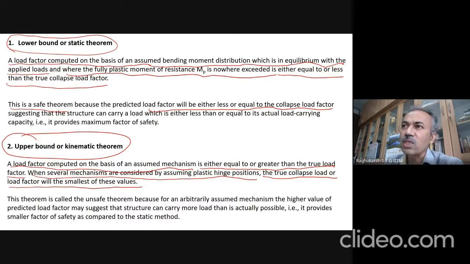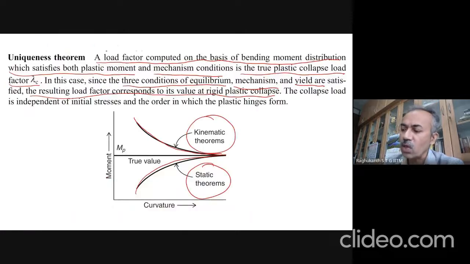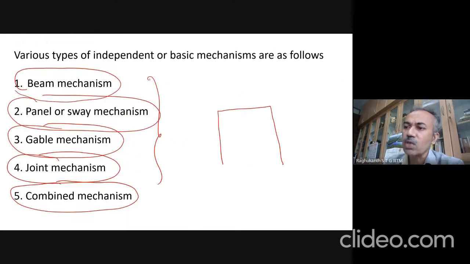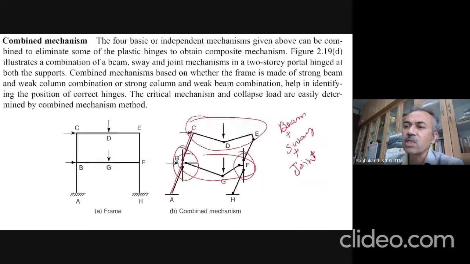There are theorems for this. Somebody has already proved that if it satisfies only the equilibrium and yield, then it becomes a lower bound. Then for the kinematic method, because there may be several mechanisms, this will be an upper bound. Then there is also the uniqueness theorem, which says both of them converge if they satisfy all three, equilibrium, mechanism, and yield. So this also we discussed, and these are the assumptions I showed you in the last class.